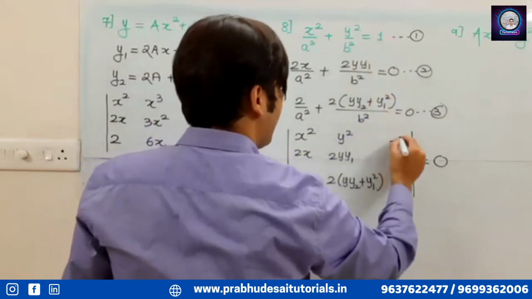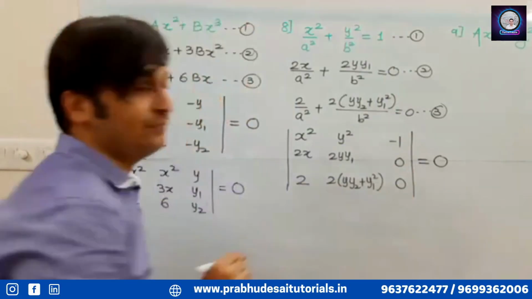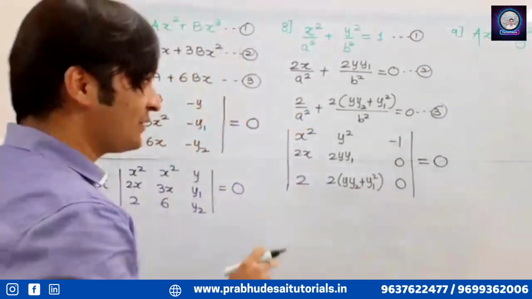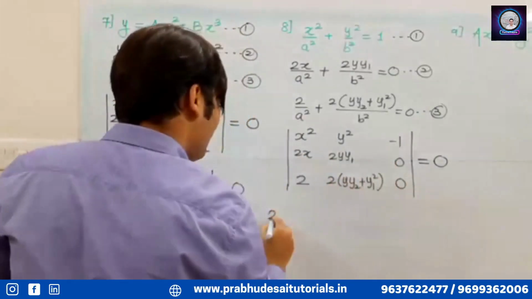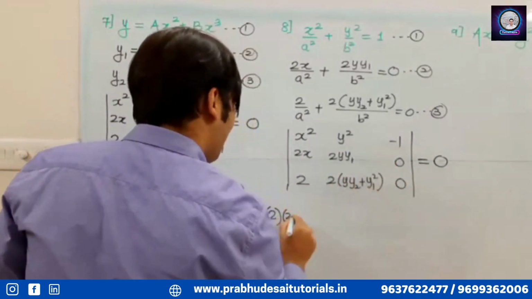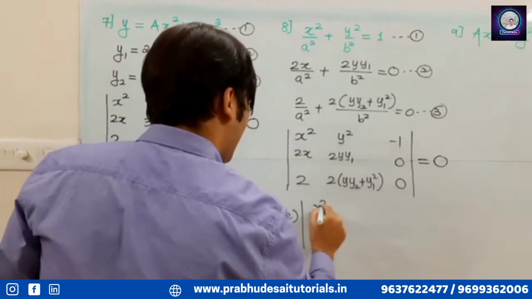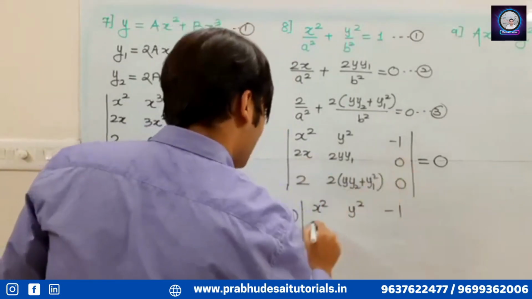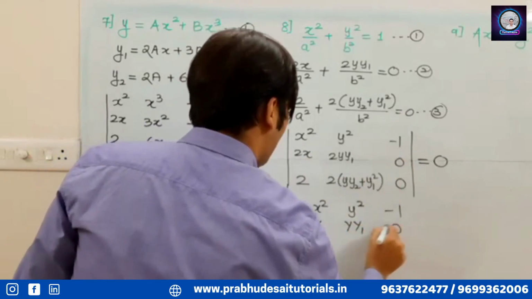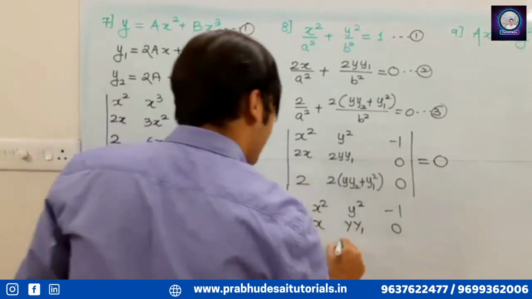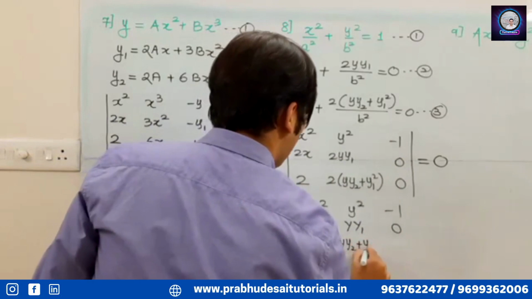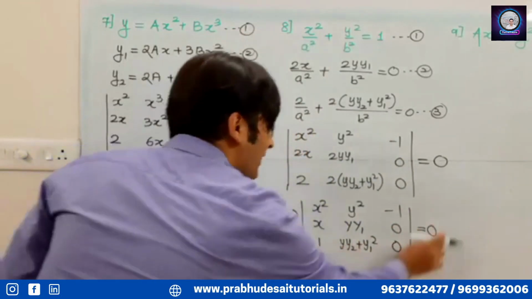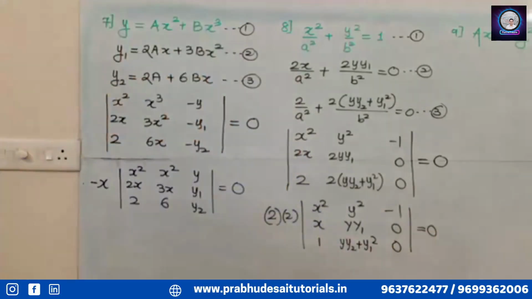And 1 on the left side, minus 1, 0 and 0. Now what can you take common from the rows? From this row 2, from this row 2. So what is left? x squared, y squared minus 1 as it is. 2 common, no? So x, y1, 0. Here 1 because 2 is common. y2 plus y1 squared and 0. Now you will find this will be 0 on the right side. Solve this bracket and that's the answer.